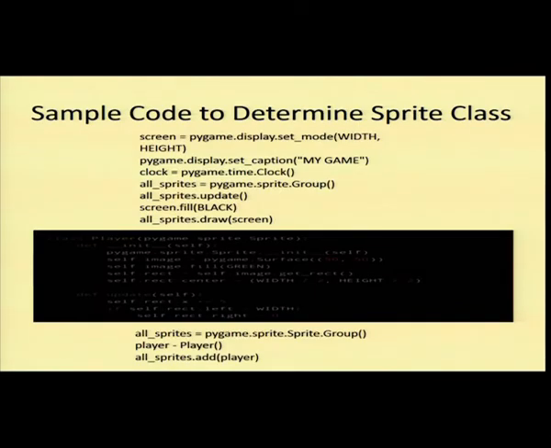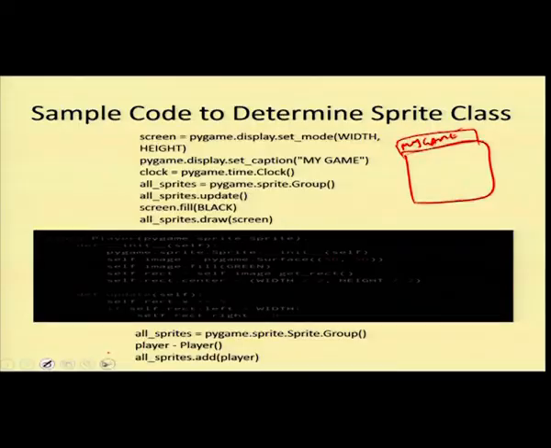Now, let us see a sample sprite code. You have screen, the variable name, equal to pygame dot display dot set mode width comma height, which will be in the same line. Pygame dot display dot set caption my game, wherein in my output the caption is the title. I get the name of the image as my game. Clock equal to pygame dot time dot clock, and sprites I am giving all sprites. Now, this is the key code.